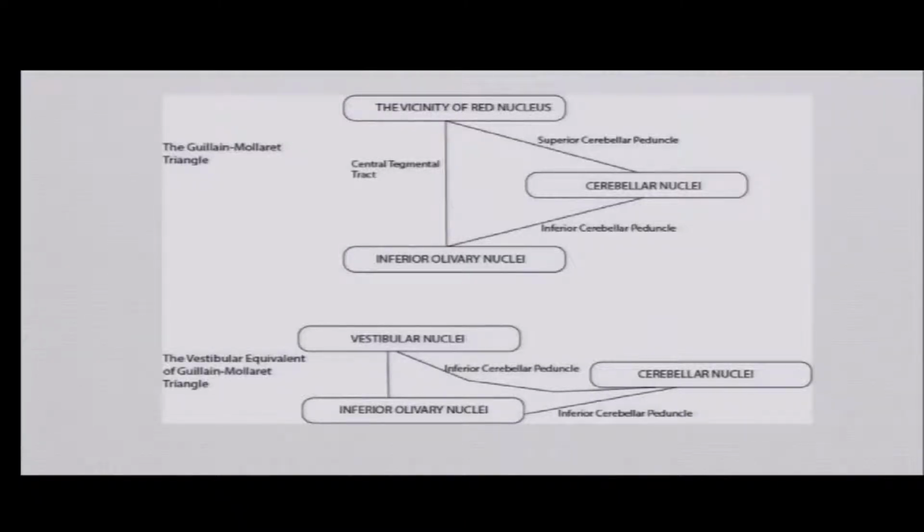The Guillain-Mollaret triangle is proposed for ocular myoclonus. And now we propose a vestibular equivalent to the Guillain-Mollaret triangle. Here we propose that the vestibular nuclei and the inferior olivary nuclei, due to this oscillatory concept, continuously influence the cerebellar nuclei, thereby causing the nystagmus as well as the body oscillation.